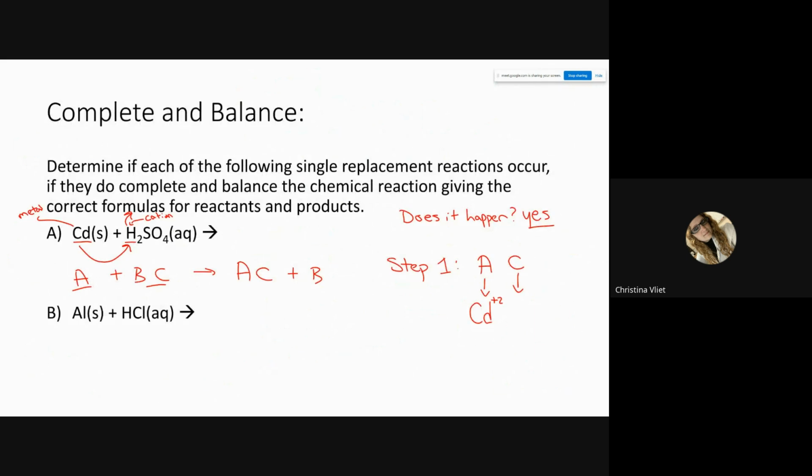And what is C here? What is the identity of C? It goes with B plus C minus. What is C? It's sulfate. Right? It's sulfate. Okay, sulfate is SO4 with what charge? How will we know? How will we figure that out?